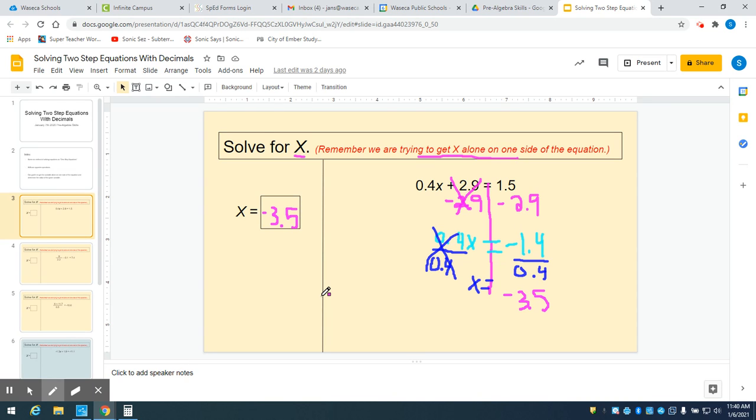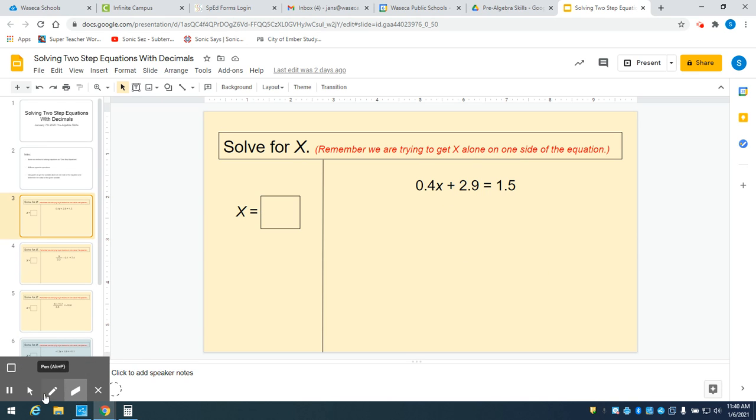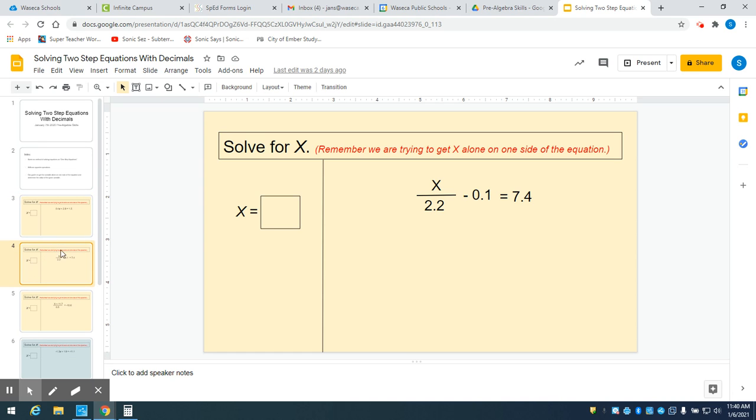So as you can see, we're still doing the same process as we did yesterday, except today we have decimal points. That's the only difference. Erase that, and we will try one more problem here, or a couple more. So solve for x again. We're still trying to get x alone on the left-hand side. So we'll draw our line down our equal sign.